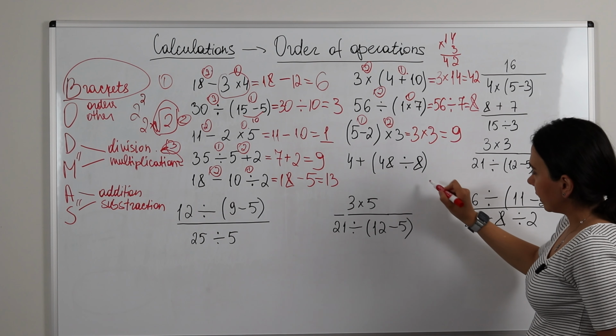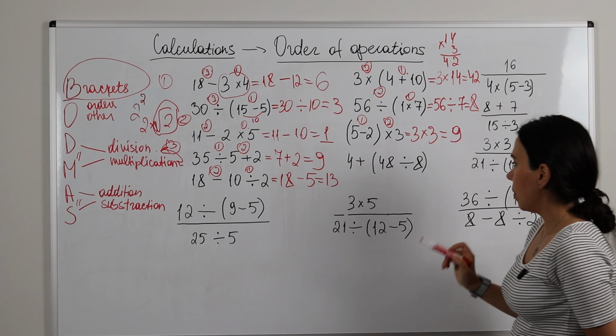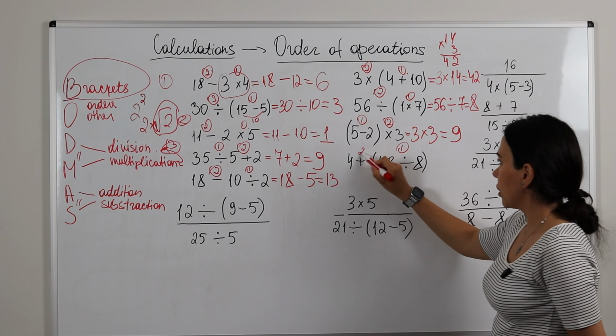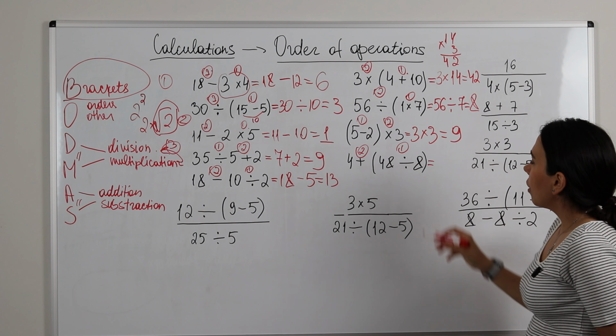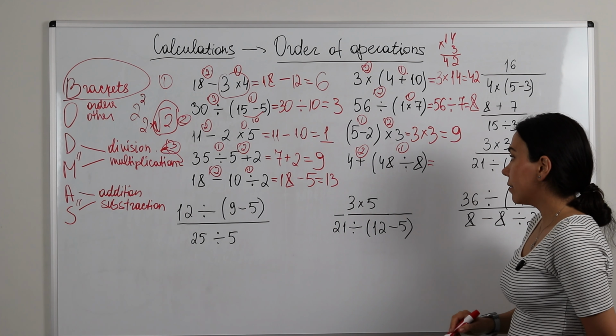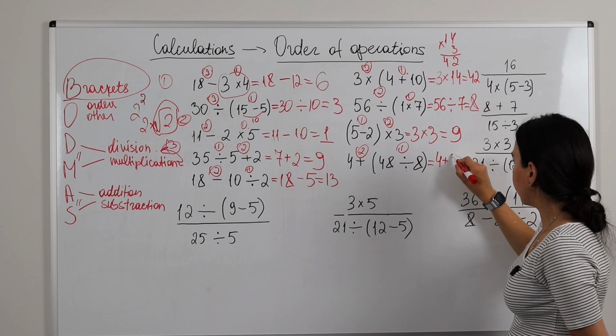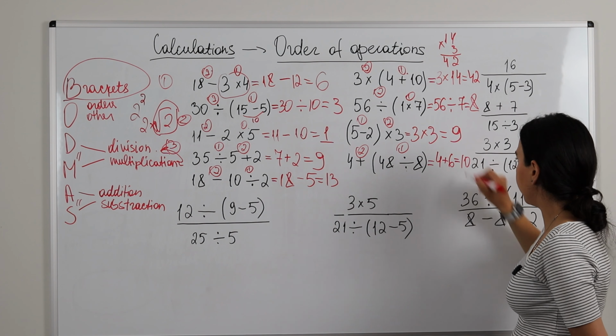Next, we have brackets and we have the addition. Bracket comes first, addition comes second. 48 divided by 8 is 6, which gives us 4 plus 6, which is 10.